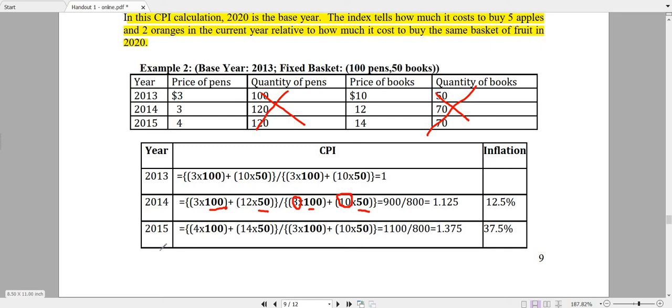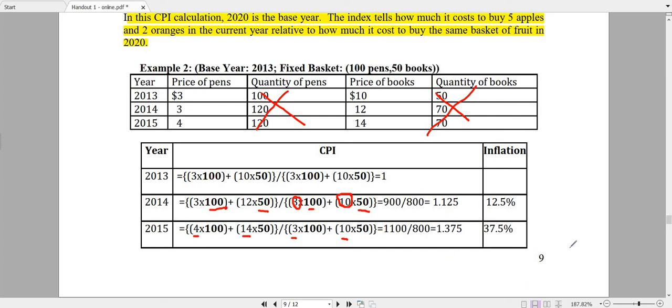Similarly, for the next year, which is 2015, I'm again keeping the quantity fixed. The price is only changing. So in the numerator term, if you see, I'm using the 2015 prices, but in the denominator term, I'm again using the base year prices. So this gives me 1.375. So you can convert this in percentage terms as well by multiplying these values by 100.